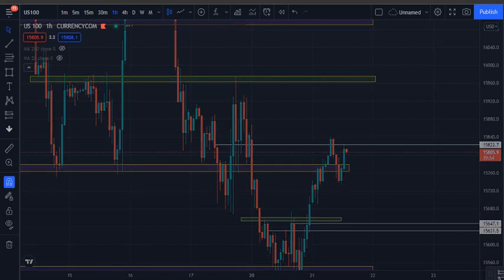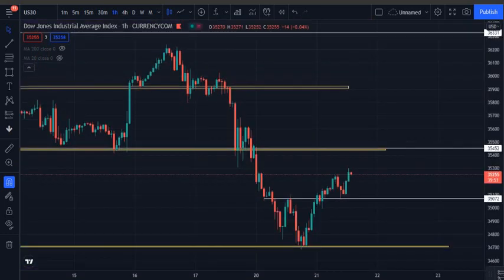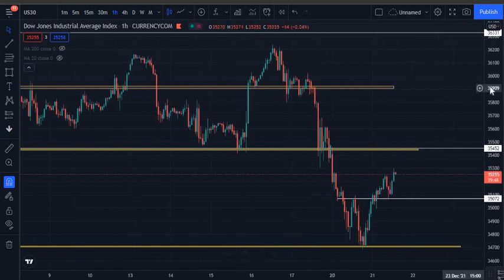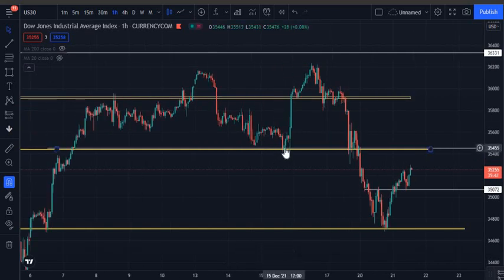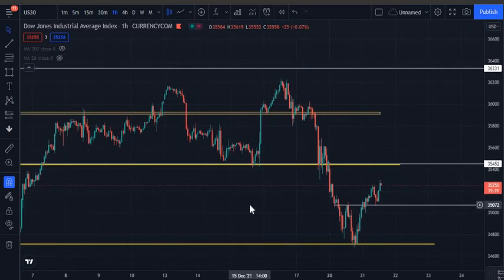So the next pair that we want to move on to is US30. So with the US30, we'll go to the 15th as well. We'll start on the 15th. And as you can see, we've identified our support area zones on our daily time frames, which is indicated here with these yellow zones over here. And as you can see, it did a double bottom over here.